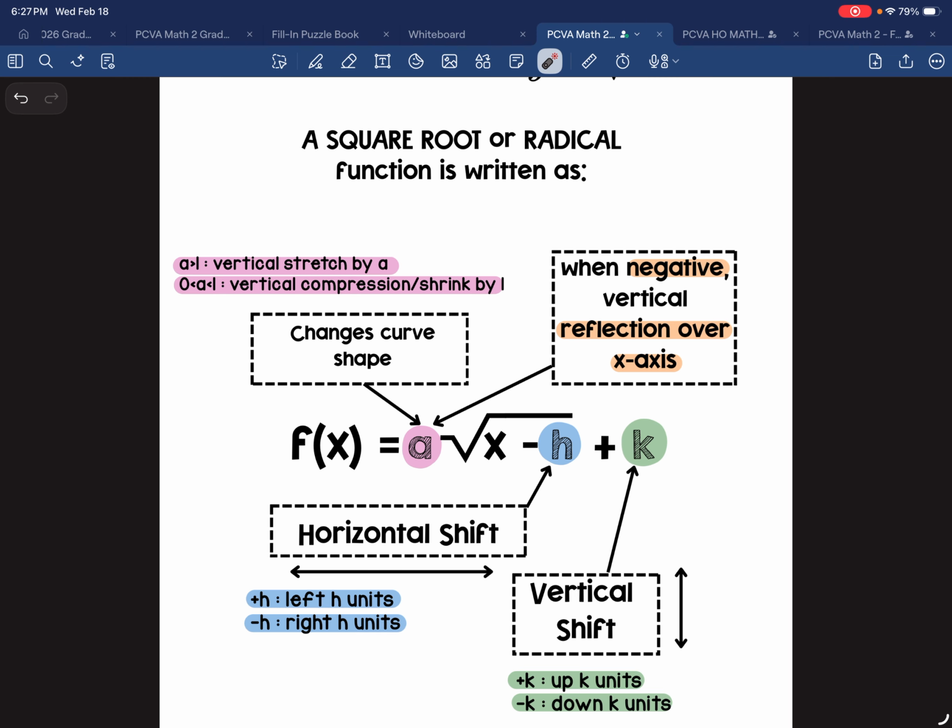Now, it also is going to change the shape of the curve. A square root function technically starts with what we can call the vertex point, and then it's going to go off to the side in either direction. But what happens if that value has a negative in front of it? We're going to separate that negative from the a. Basically, if I have a negative number with the a, that negative is going to cause a reflection, but it's a reflection over the x-axis.